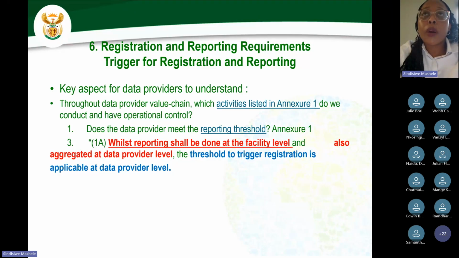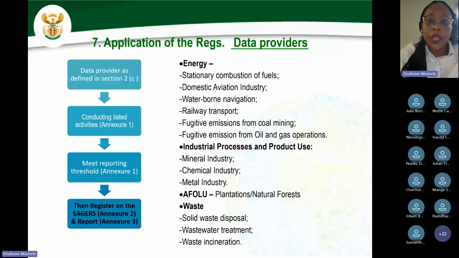With respect to combustion activities, this principle is also applicable. So if you have more than one combustion activity, if the sum of those activities exceeds the 10 megawatt threshold, it means then you need to register as a data provider under the regulations.